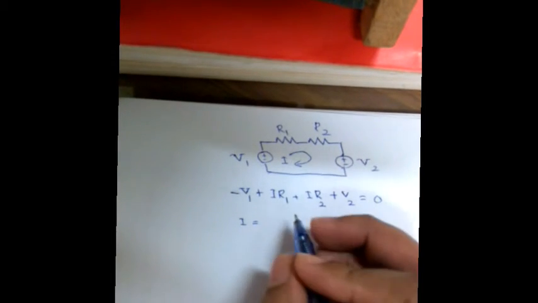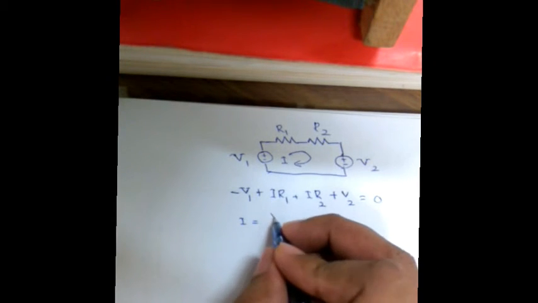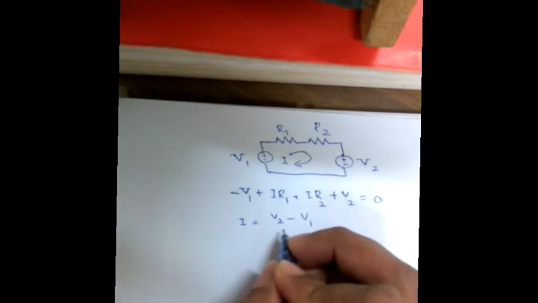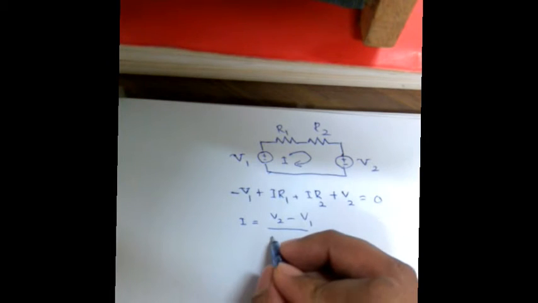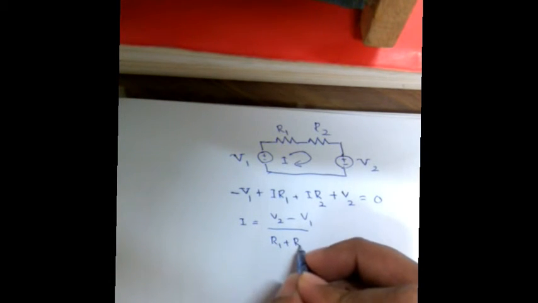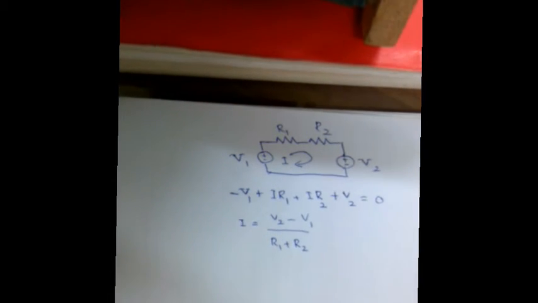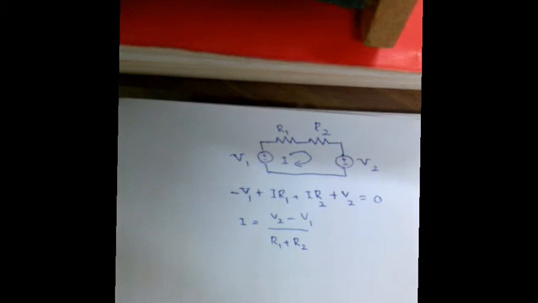Through this circuit, current can be written as V2 minus V1 over R1 plus R2. It's the last example.